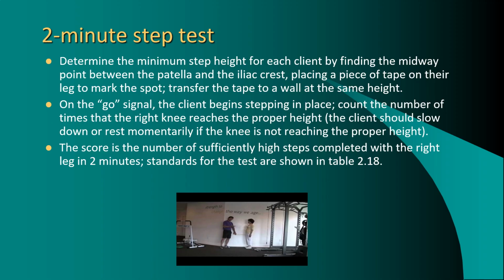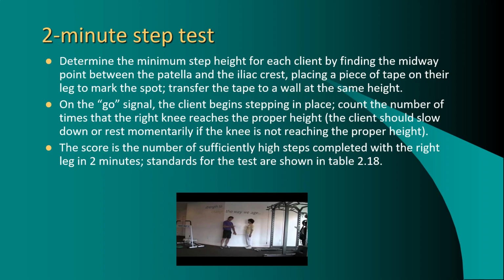So you're going to find the midway point between the patella and the iliac crest, all the way up at the top part of the hip bone, not like the skin fold. So you go from there to the patella, the midpoint. You place a tape on the individual's leg to mark the spot. Then you have them lean over towards the wall. Either move the tape over or just put another mark or tape on the wall.